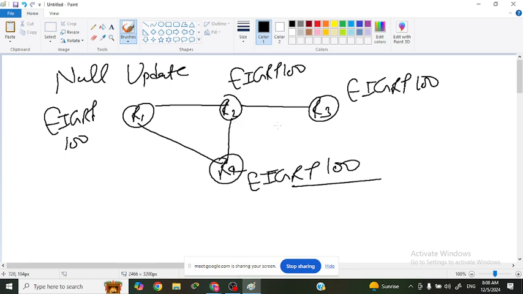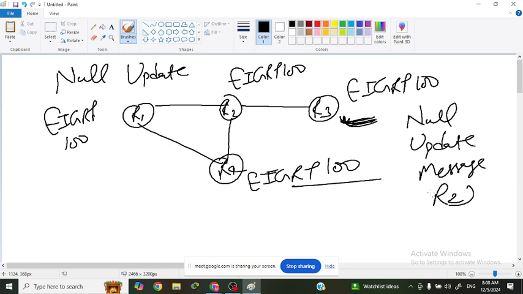let's suppose R3 goes down and it is coming up again within 3 or 4 seconds. Nothing is added in R3. So what will R3 do? R3 wants to check the connectivity with R2, whether I am still connected with R2 or the connection has been removed. So what will it do? It will send a null update message to R2. Why does a router use a null update message? So that it can check whether the bidirectional connectivity remains or has been dropped.